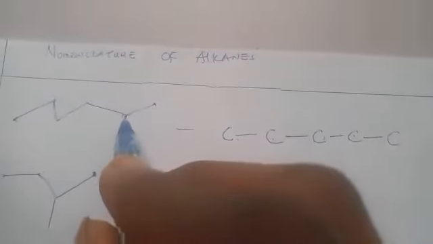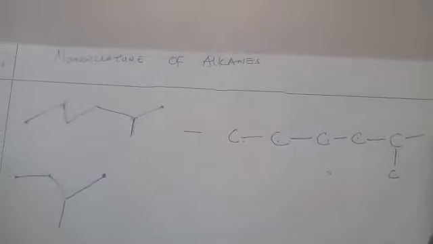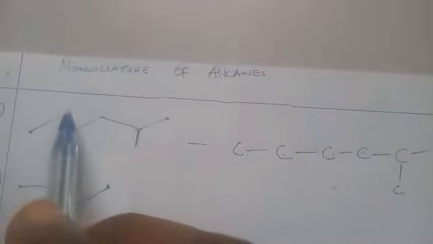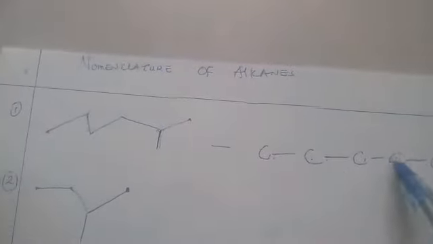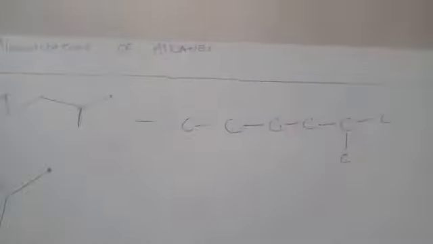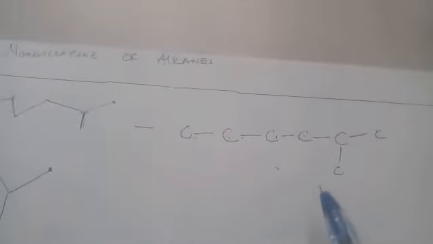There's a single bond. That means this is a substituent. So we have a C here and another C here. So we have 1, 2, 3, 4, 5, 6, 7 carbons. Now we have written out the stick formula into the expanded form.